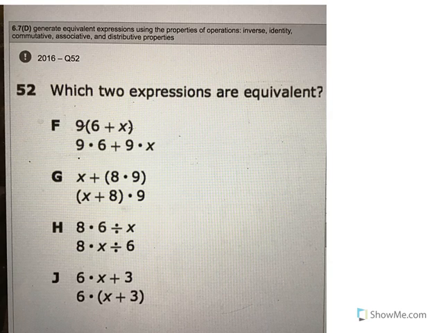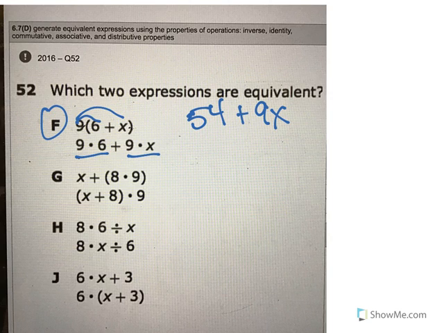All right. Which two expressions are equivalent? So on F, we're doing the distributive property. So 9 times 6 is 54, and 9 times x is 9x. I can't combine them. And would I get the same thing on the bottom? 9 times 6 is 54, and 9 times x is 9x, and then I have the addition. Well, that was kind of easy.